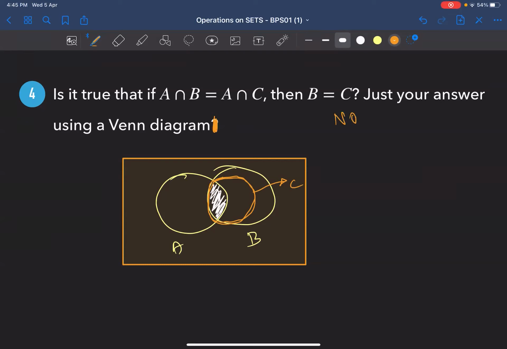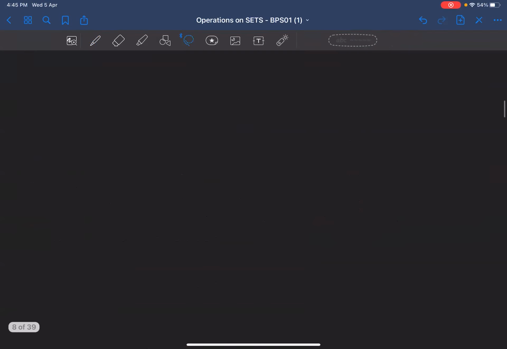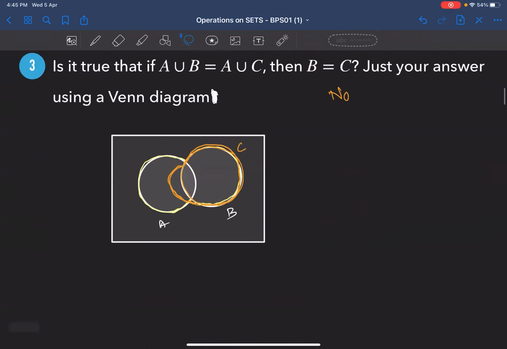Okay. So now what I will do is I need this diagram and then this diagram. Let me copy these two diagrams. Where is the diagram?